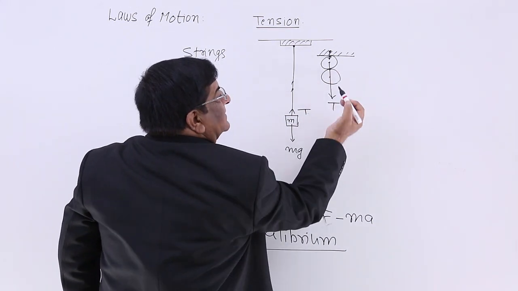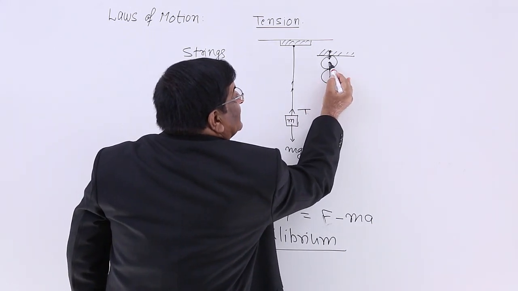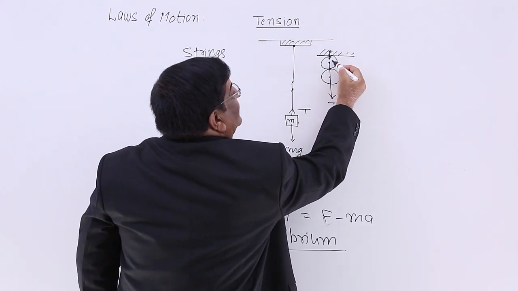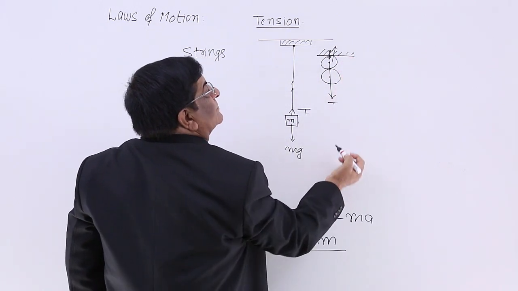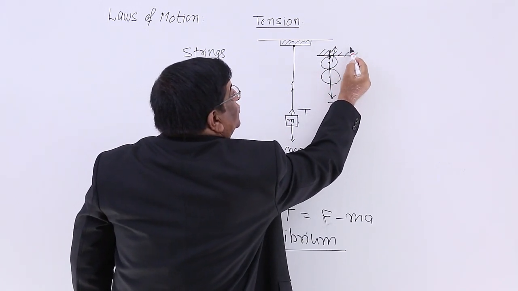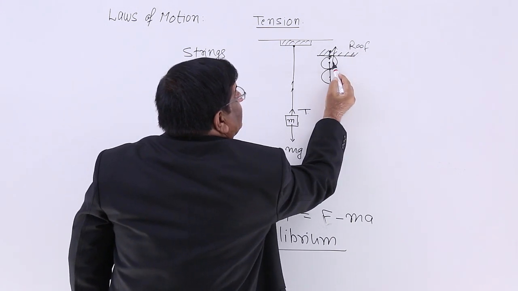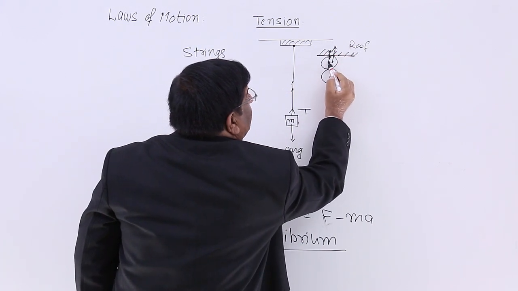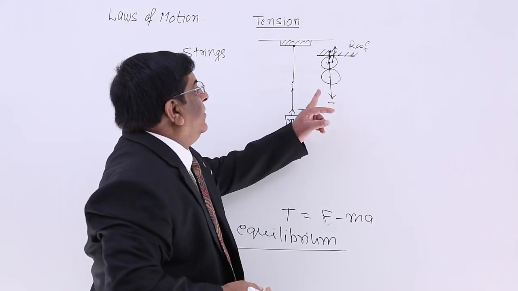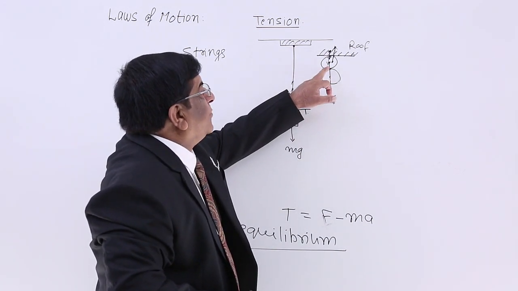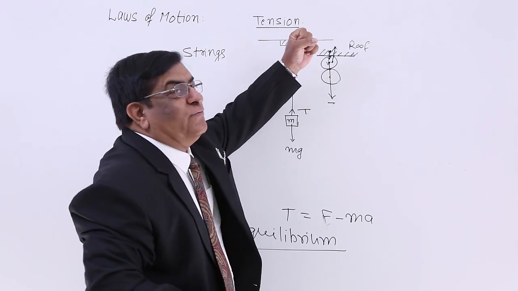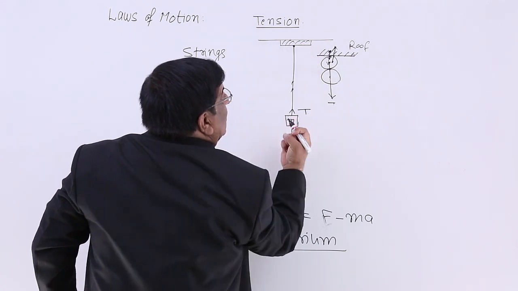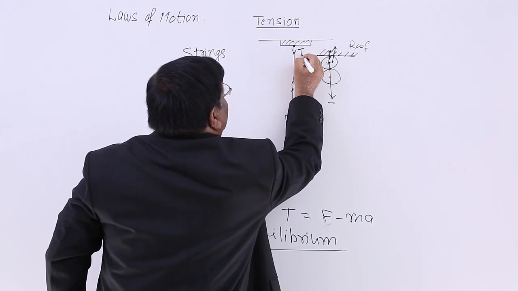Because it is at rest, that means it is pulling it downward and it is experiencing a force by this, and that force is upward. This roof is pulling it upward. As a reaction, it is pulling the roof downward by third law. So, simply, if this is pulling it down, then this is pulling the roof down. With how much force? Tension. So, at this point, pulling down means tension is in this direction.